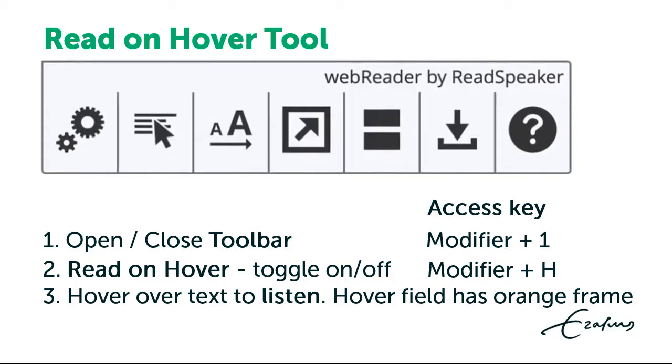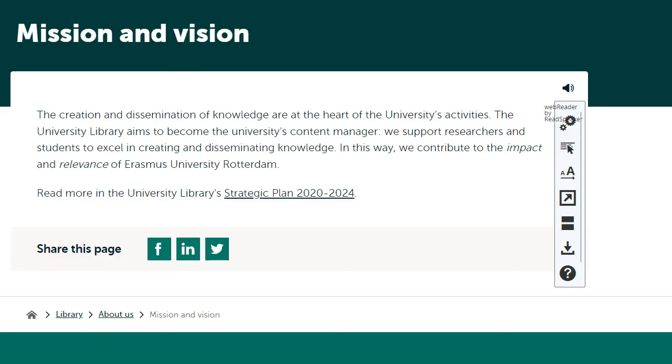If you have the toolbar open, click the Read on Hover button or use Alt plus H to toggle on or off in Chrome or Edge. The Read on Hover tool starts reading a paragraph as soon as the cursor points to it.